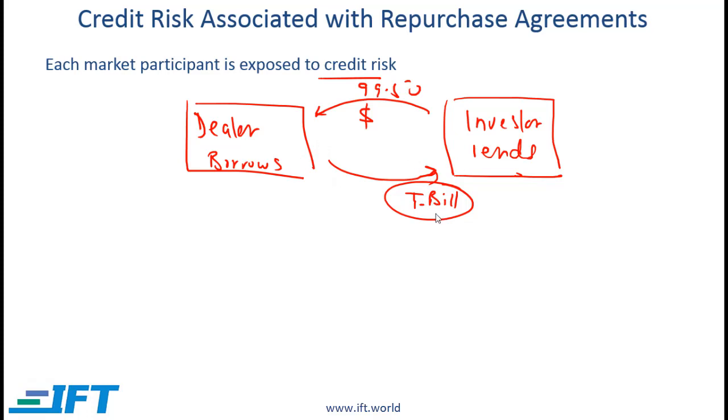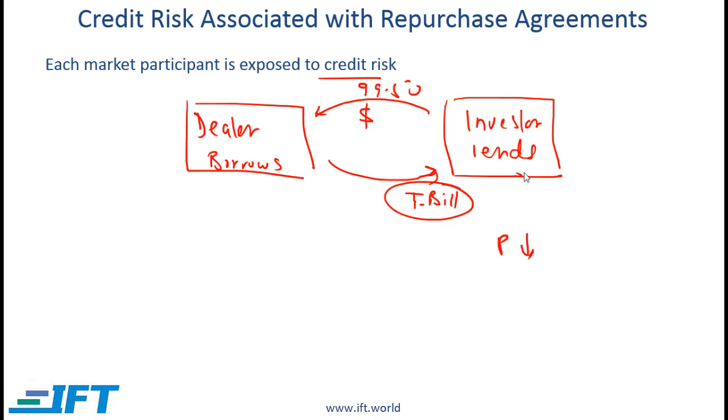Now at maturity, let's say that the dealer defaults. In other words, the dealer now needs to repurchase the T-bill, but the dealer defaults and does not repurchase. And at the same time, the price of this T-bill might have gone down. Let's say interest rates in the market went up and the price came down. So now the investor is stuck with a T-bill at a price lower than the price that the dealer had committed to buy back this T-bill at. So that is the credit risk faced by the investor.